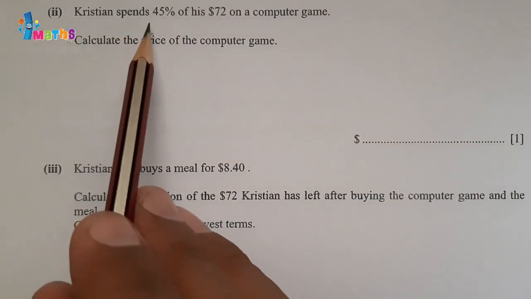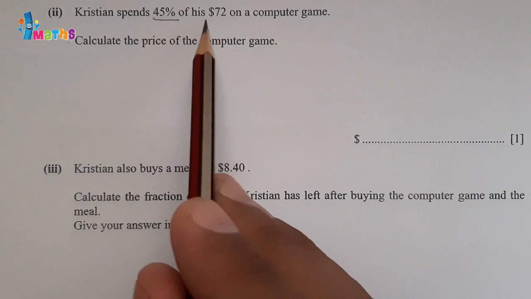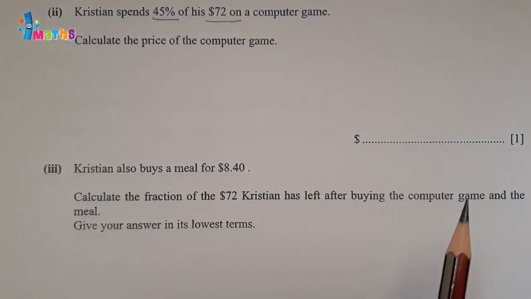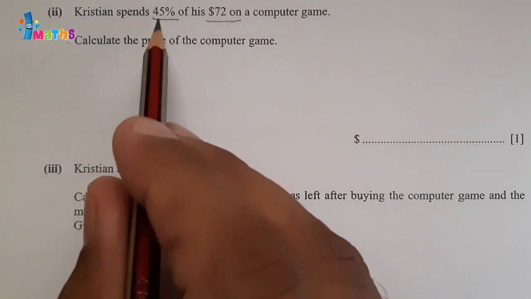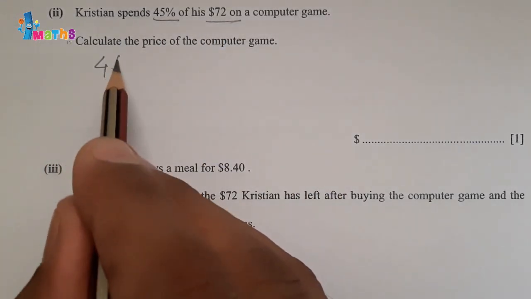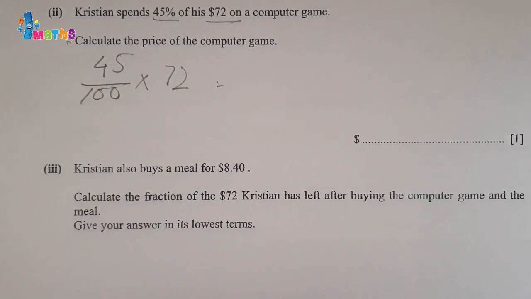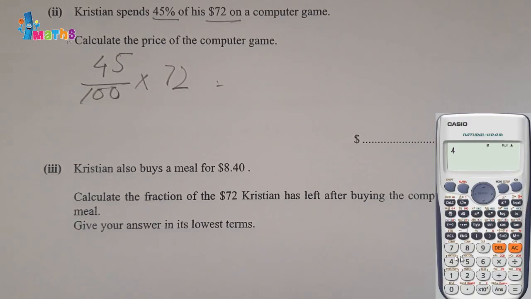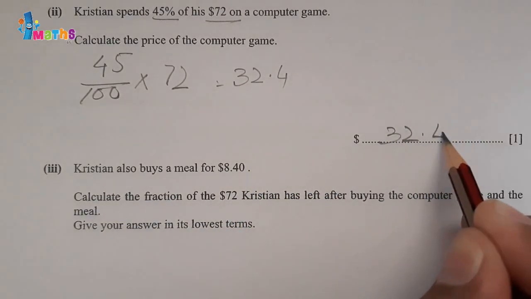Second part, Christian spends 45% of his $72 on a computer game. Calculate the price of the computer game. So we have to calculate 45% of 72. We will solve with the help of calculator. So we will write 45% of 72, this will be 32.4, so the answer will be $32.4.